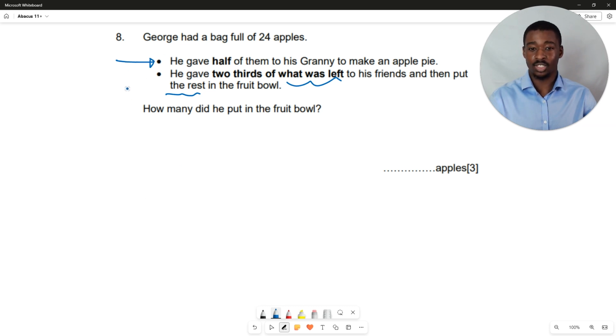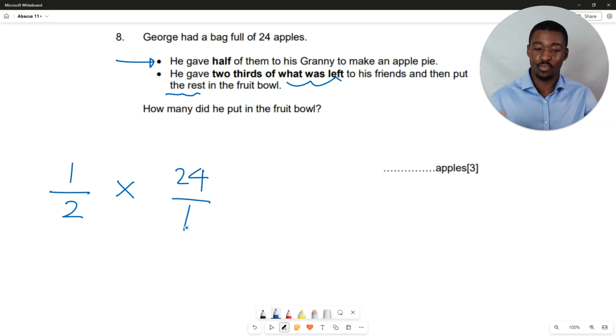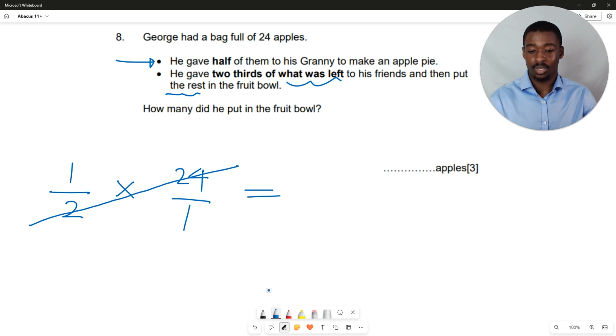So let's start by going through the first bullet point. He gave half of his 24 apples to his granny to make an apple pie. So half of 24, we know the code word of that is times, multiplication. So half times 24 over 1, or 24, same thing. Here, we can work out how many apples he gave to his granny, because we can simplify this equation by cancelling along this diagonal.